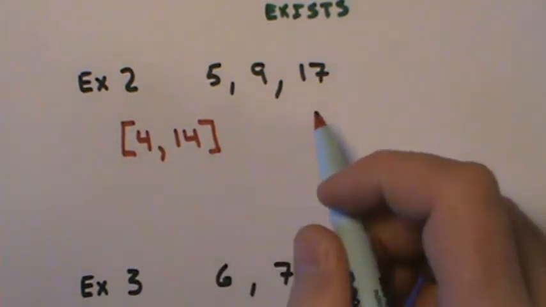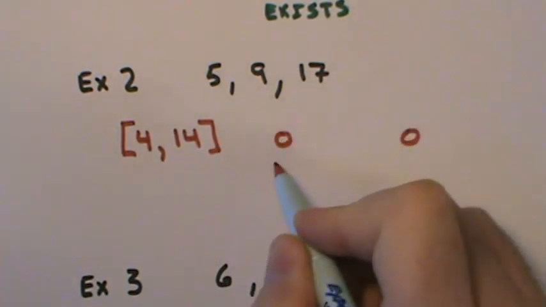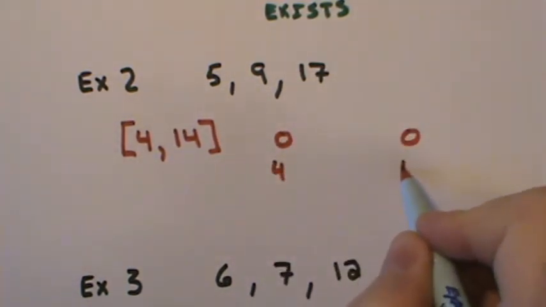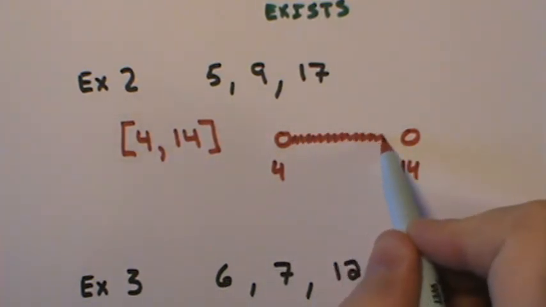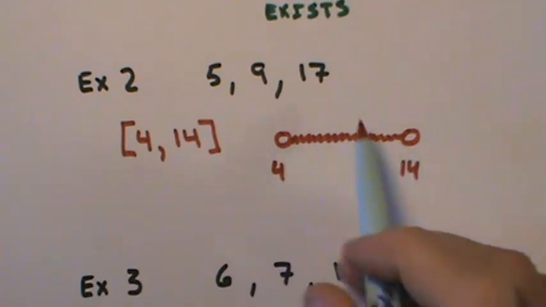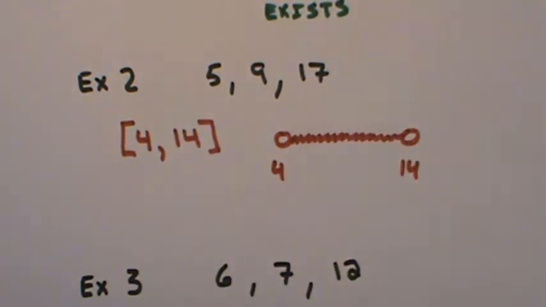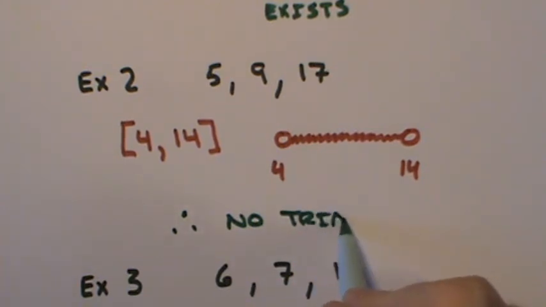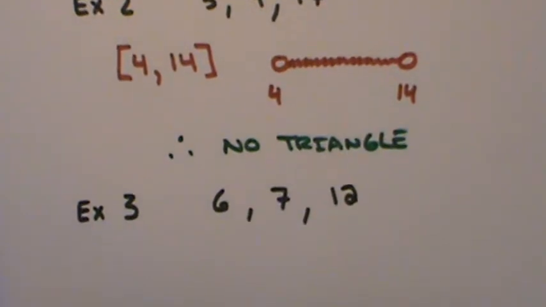You can almost think of it like when we were doing inequalities. You've got 4, you've got 14. You're looking for something that falls in that shaded region. And 17 doesn't fall in there. So you would say this is not a triangle. So therefore there is no triangle. And we'll do a third example.